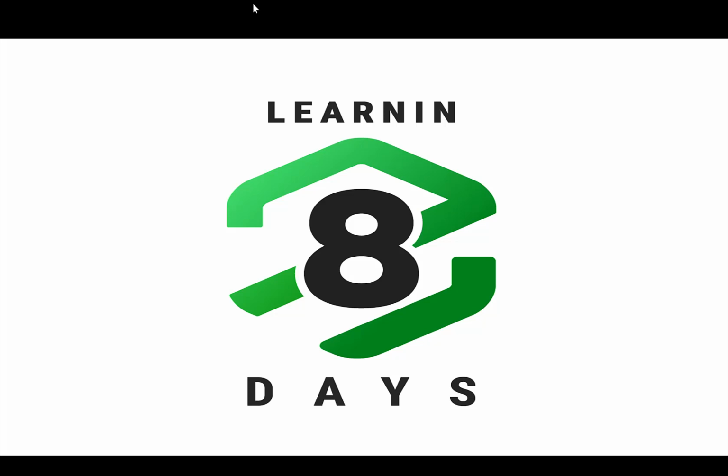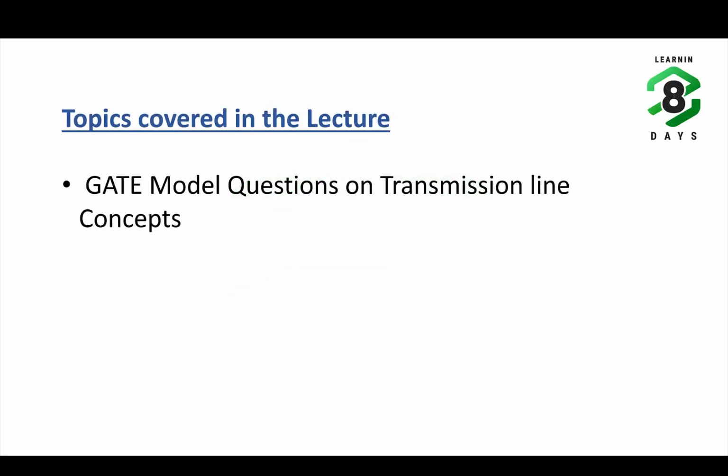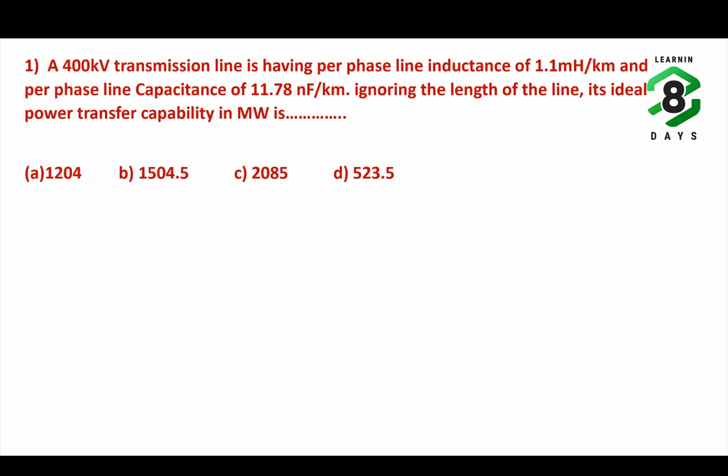Hello, welcome friends. In this lecture, we're going to discuss a few GATE model questions on transmission line concepts. The first question is, a 400 kV transmission line has per phase line inductance of 1.1 millihenry per kilometer and per phase line capacitance of 11.78 nanofarad per kilometer. Ignoring the length of the line, its ideal power transfer capability in megawatt is.